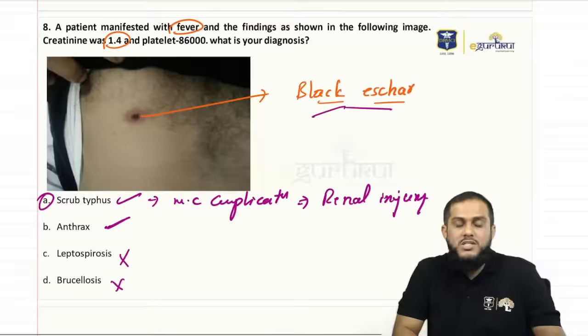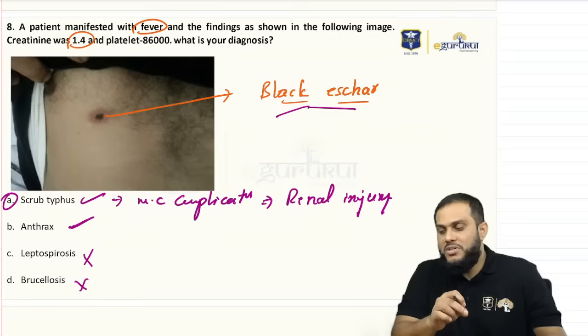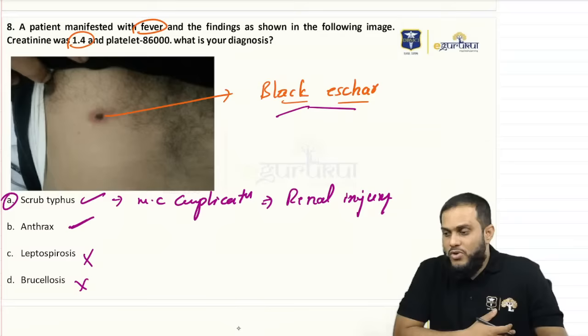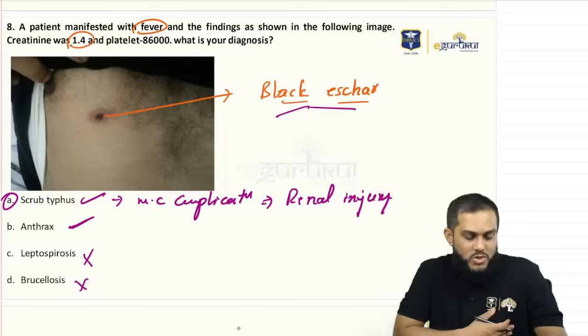So creatinine 1.4 is a very important key point here. If there were any other key points given in the question, I don't know. This is what I have got. I have not got any other key points in this question. If you have any other key points in the question, please give input from your side.